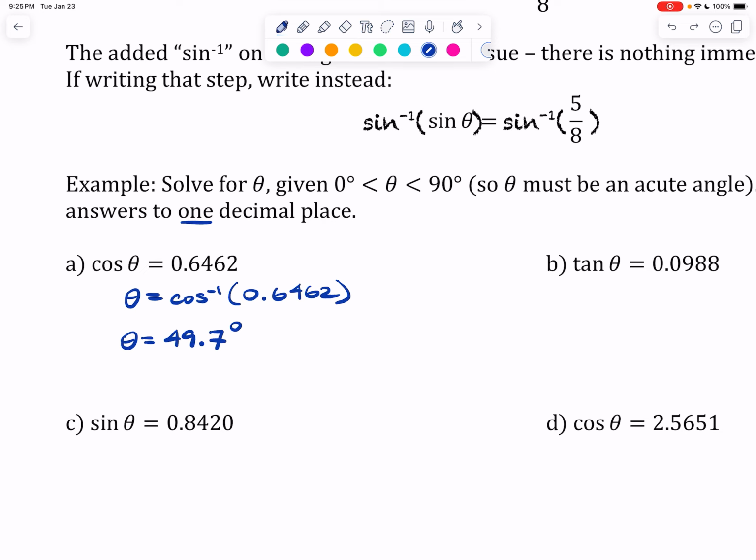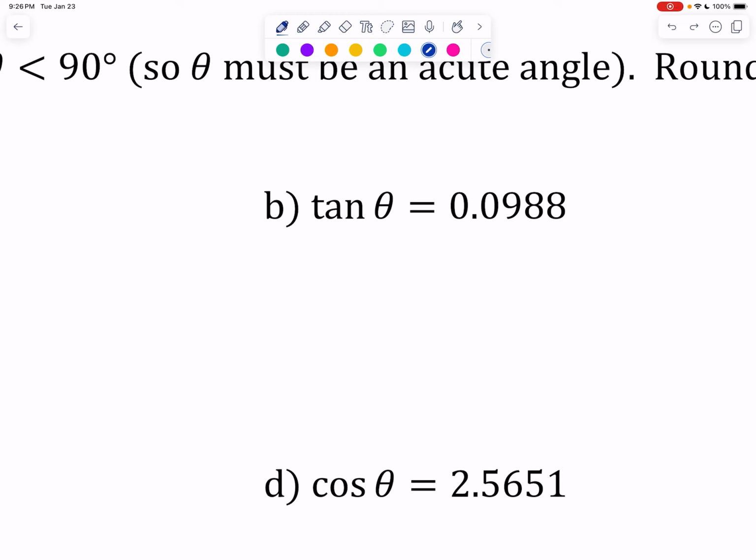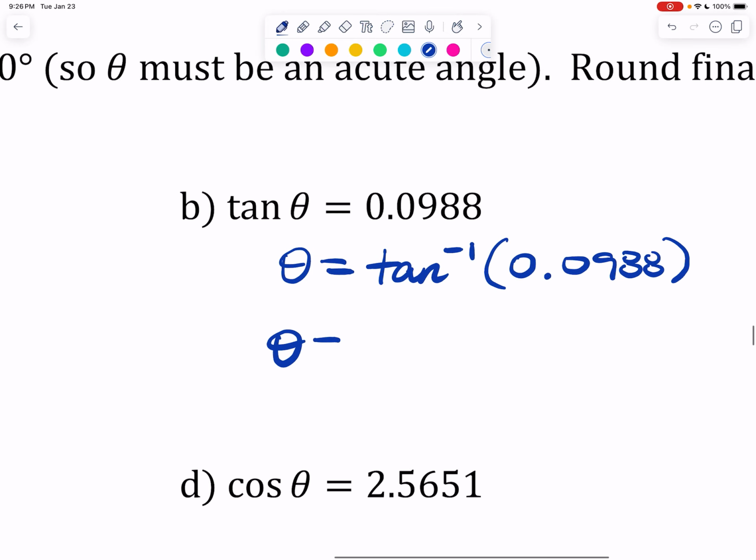Alrighty, in the hopes that you paused the video and tried the examples, here's what we should get for these next ones. In example B, we get theta on its own by moving the tan to the other side, but when we do that, it becomes inverse tan. The number still stays the same, 0.988. And to 1 decimal place, according to my calculator, that's 5.6 degrees.